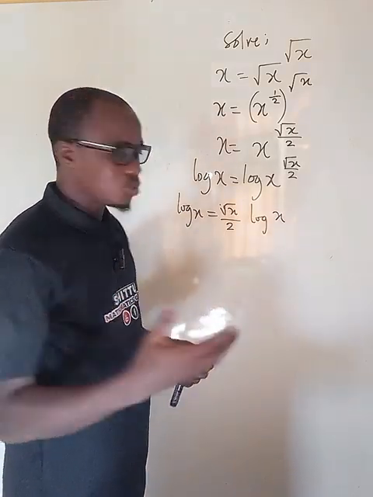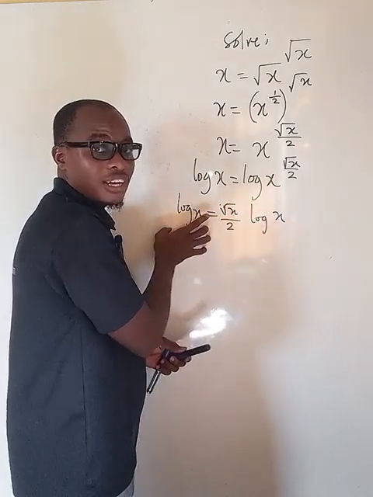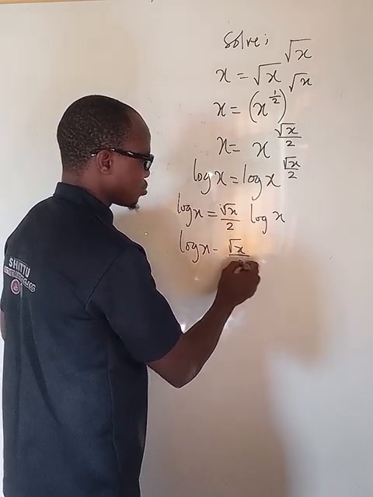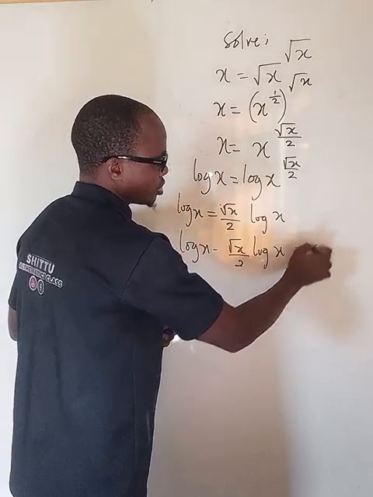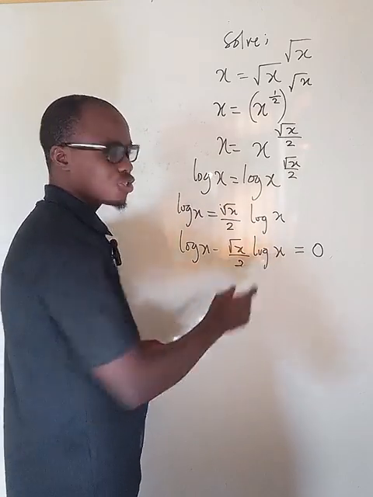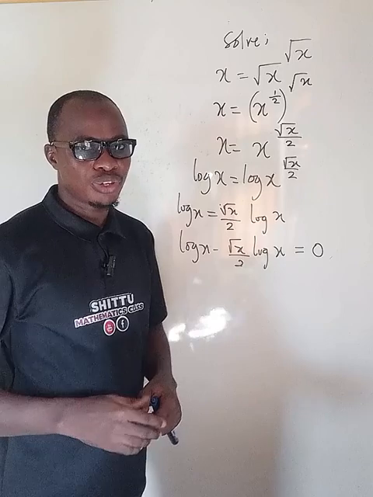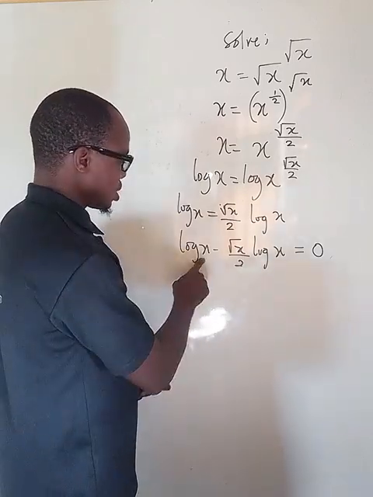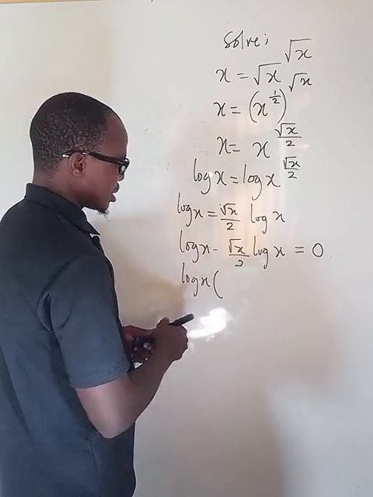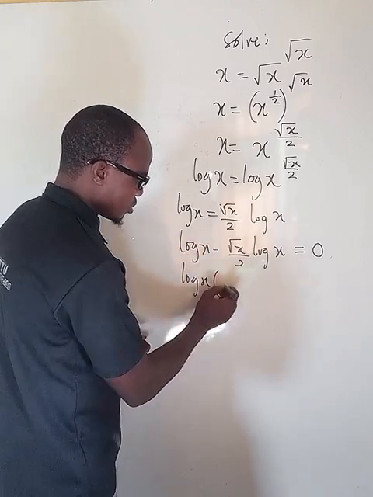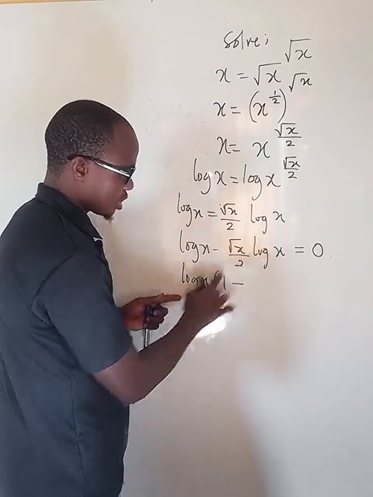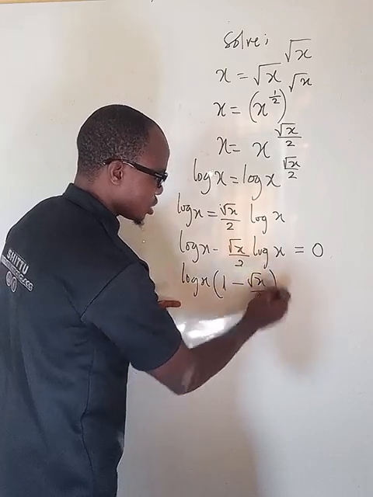Are you getting now? So the next thing we're going to do, let's transpose this to the left hand side. We're going to have log x, then minus root x all over 2 log x, equals 0. It's getting interesting, right? You have log x here, you have log x here, so we don't need to cancel log x out because you fail it. Here now what we need to do is that we factorize log x, then inside here, log x divided by log x, you can see we're going to have 1 minus everything here divided by log x, we're going to have root x all over 2, then equal what?